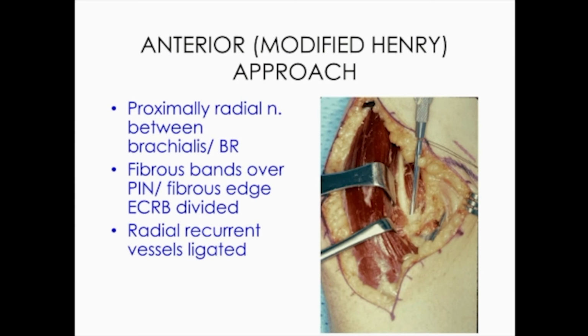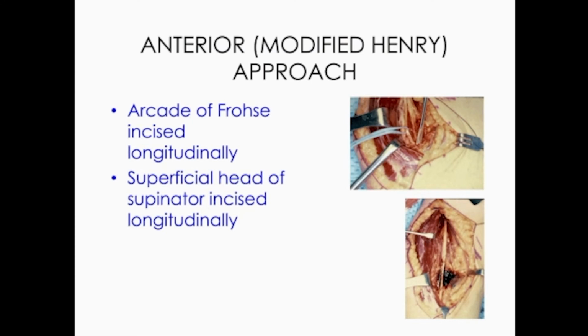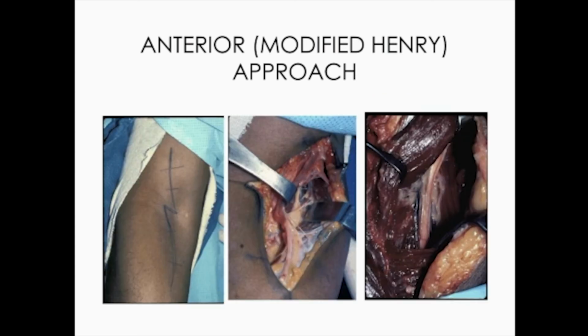The radial recurrent vessels are ligated. The arcade of Frohse is exposed and incised longitudinally, and then you incise the superficial head of the supinator completely, exposing the compressed part of the posterior interosseous nerve. This is just another image of the anterior approach, a slightly simpler incision, and you can see the decompressed nerve and the hyperemic markings on the surface of the nerve.